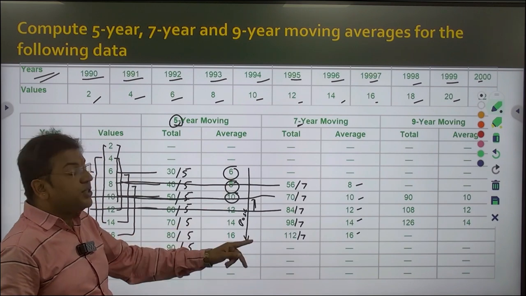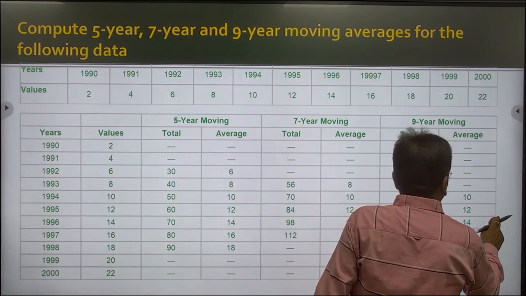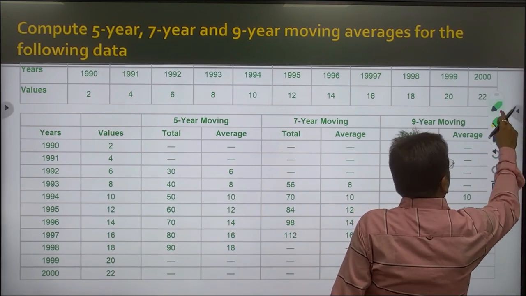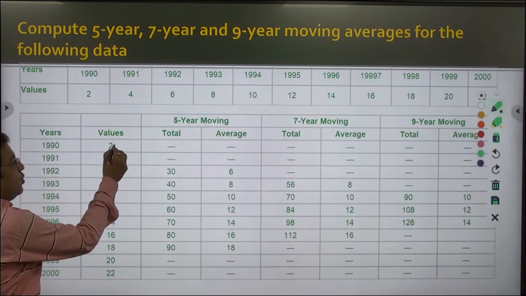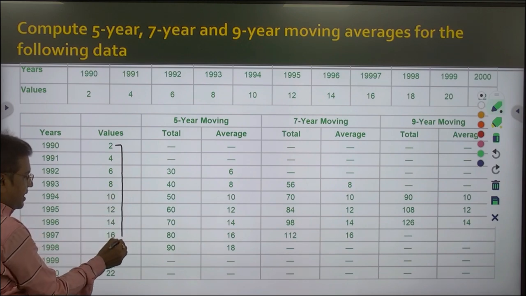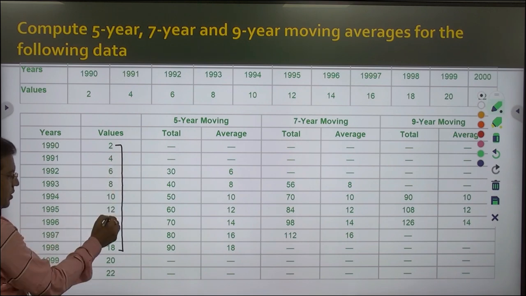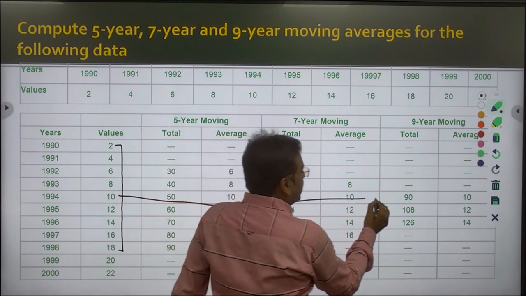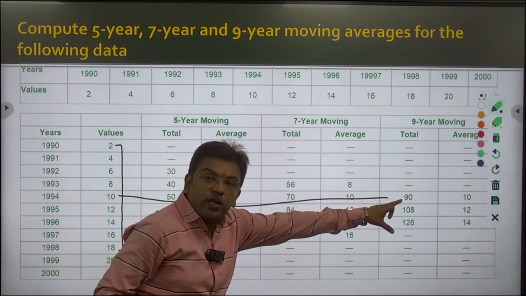Now if the question is saying that you have to take the value of 9 years, so for 9 years, you are going to add the first 9 values. 1, 2, 3, 4, 5, 6, 7, 8, 9. So these are the 9 values, and 4 you will leave, this is the middle value, and you are going to write it over here. Means adding the 9 values and writing it over here.